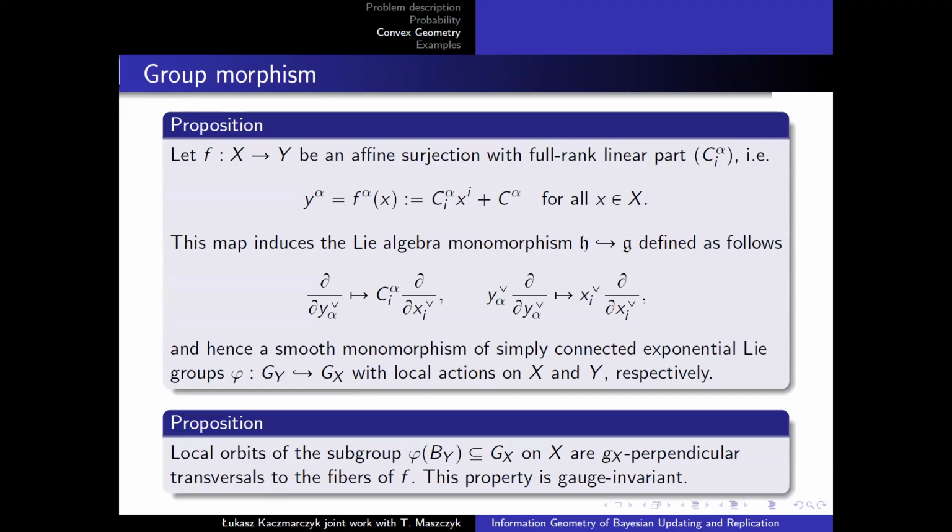And what is really, really fascinating for us is that the subgroup of the group GX that comes from the group BY and our monomorphism phi acts in a remarkable way, i.e. the orbits are perpendicular transversals to the fibers of this F given here. And what is the most important thing, this property is gauge invariant. So it doesn't matter which one of the information potentials we choose, this geometric structure will always be there.